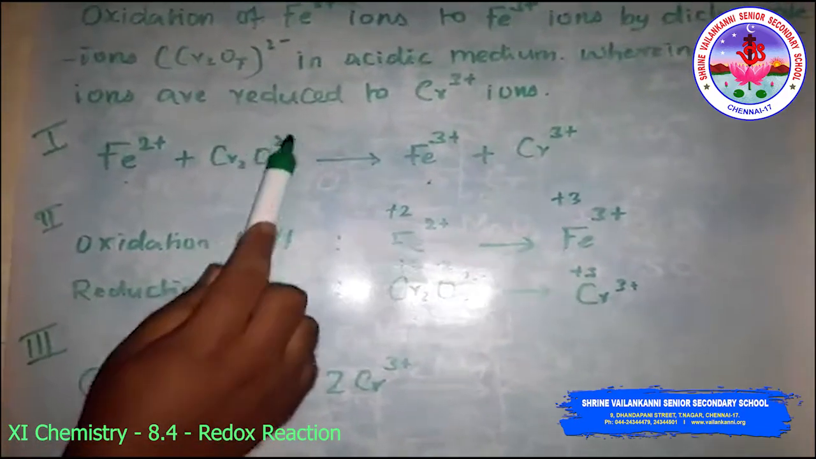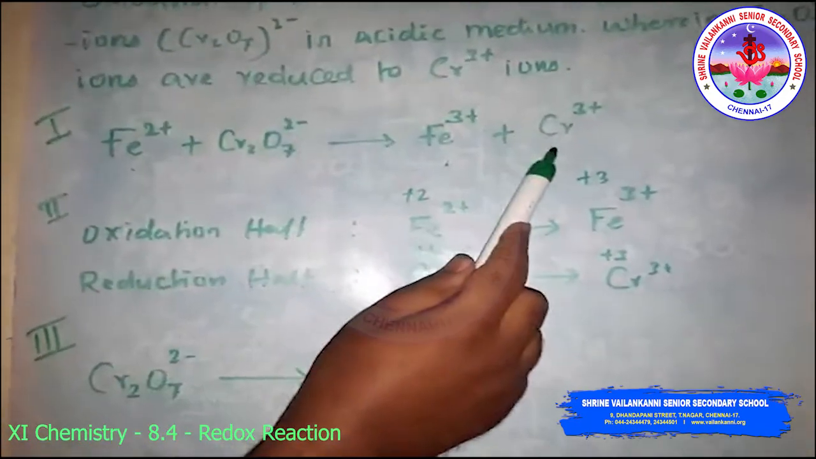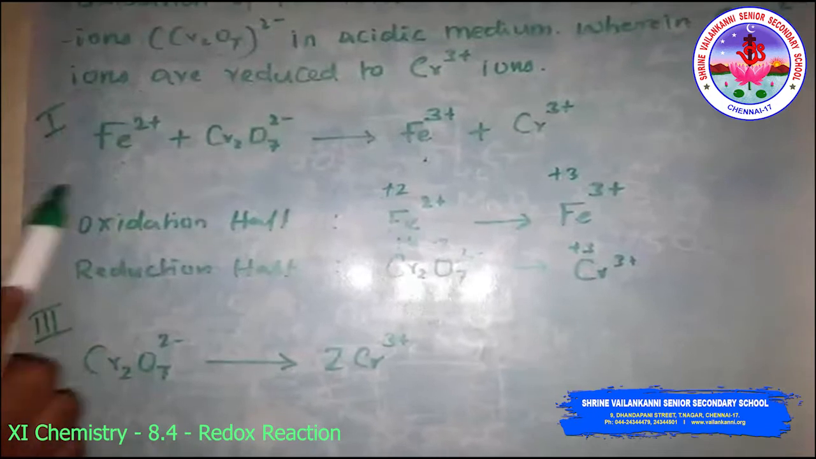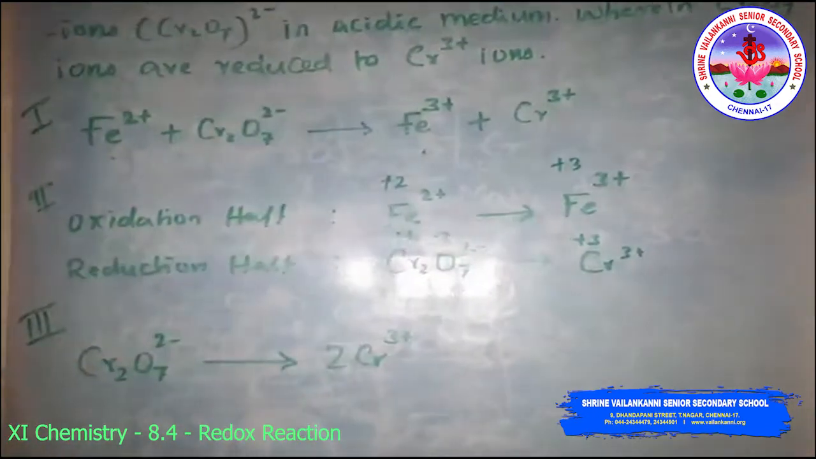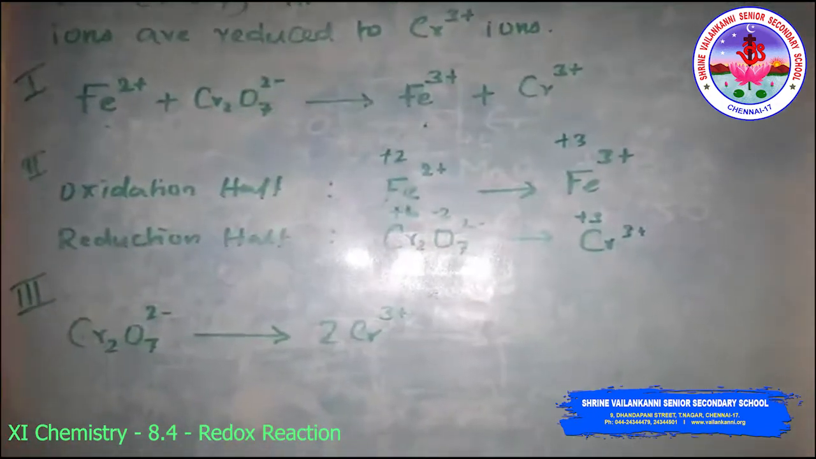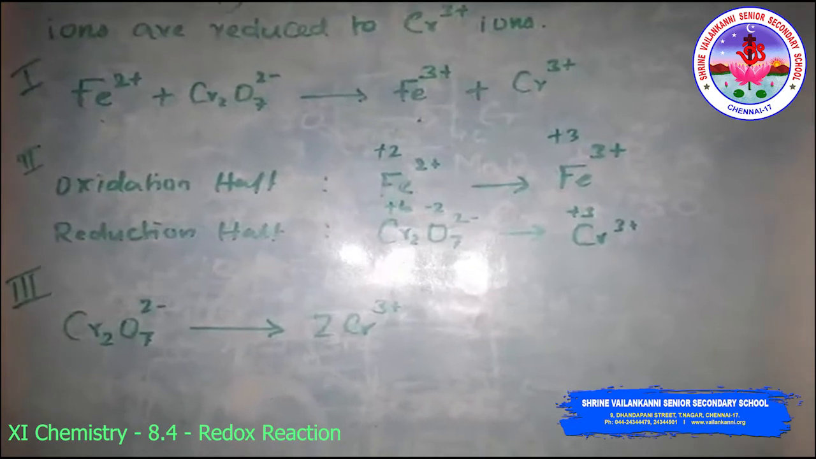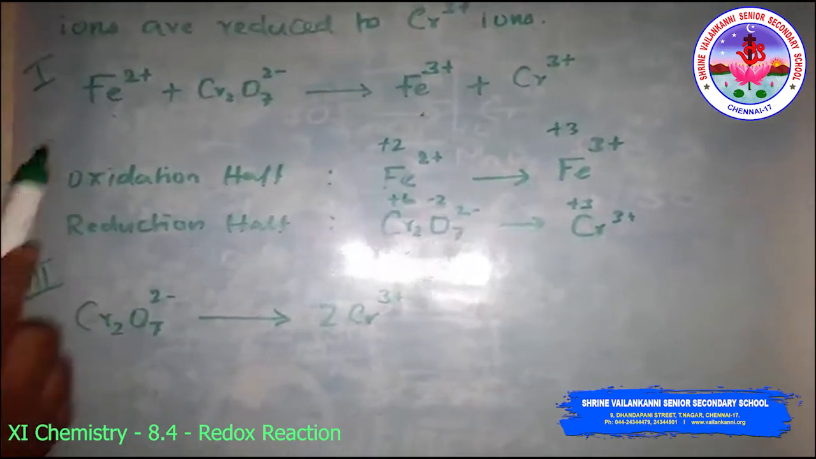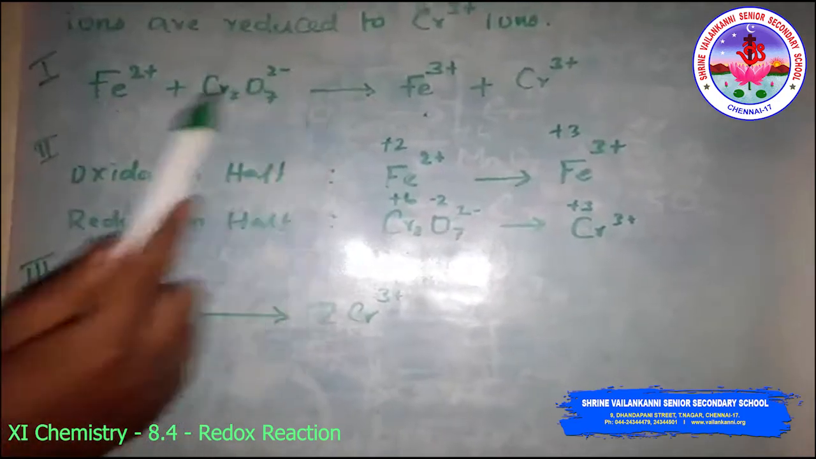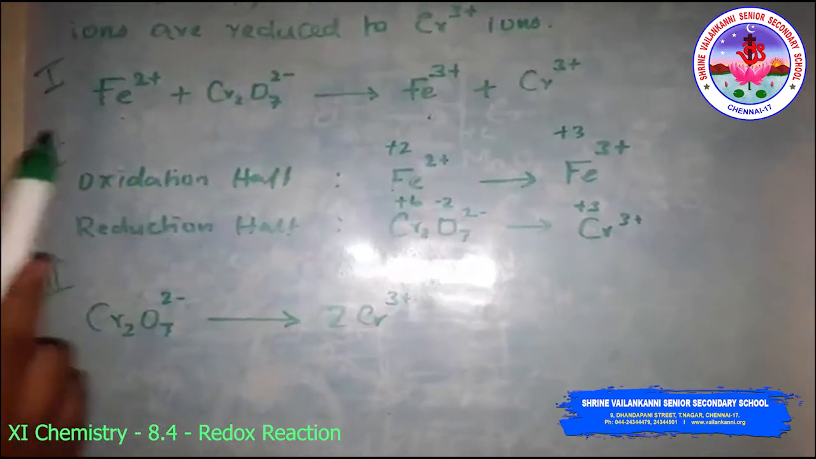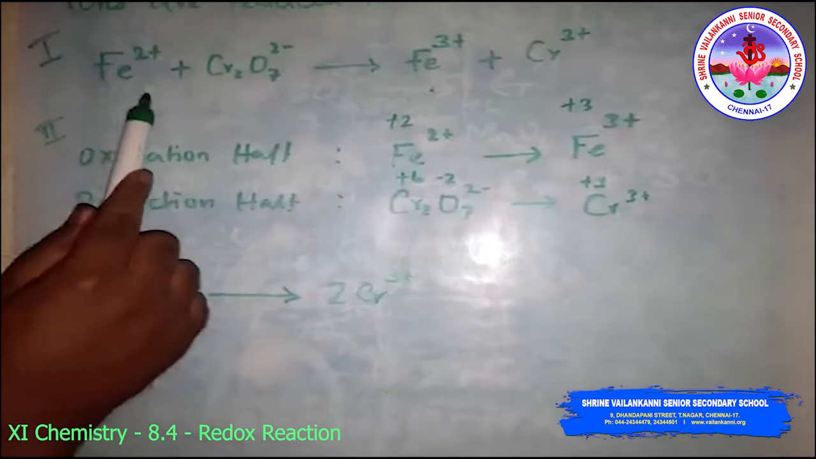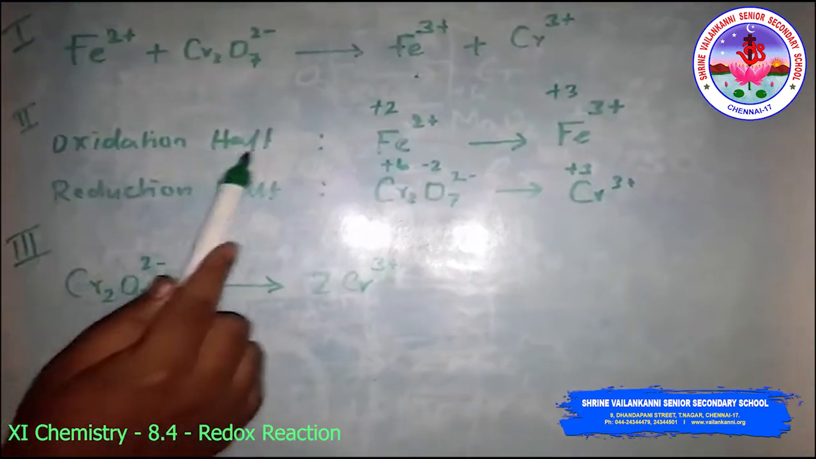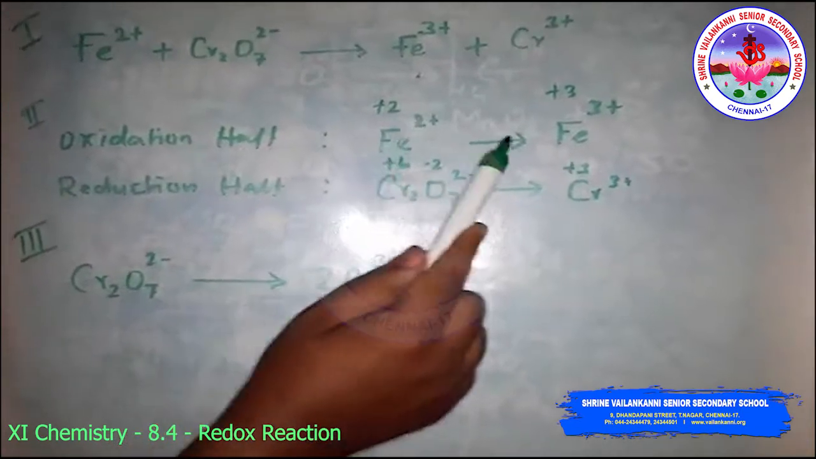Cr2O7 2 minus is reduced to Cr3 plus. So this is the ionic form of the given equation. Then step 2: separate the equation into 2 halves. Here you must find out which species undergoes oxidation and which undergoes reduction. Fe2 plus to Fe3 plus is oxidation, so this is the oxidation half.